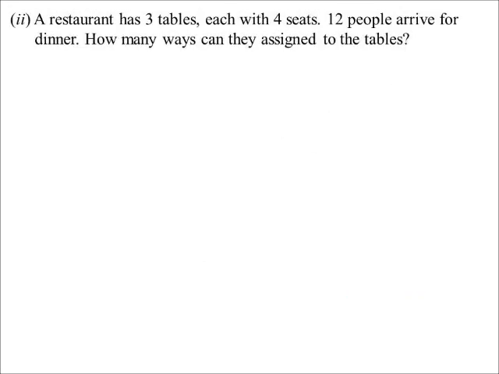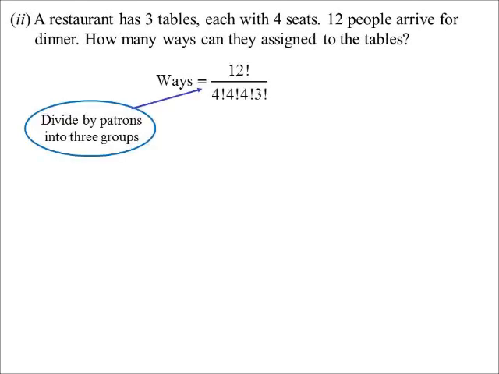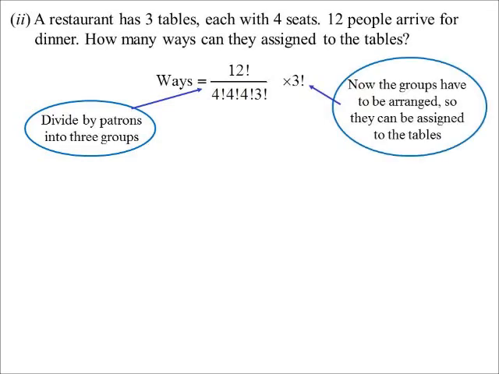All right, we're going into a restaurant. The restaurant's got 3 tables. Each of those tables has 4 seats. 12 people arrive for the dinner. How many ways can they be assigned to the tables? 12 factorial on 4 factorial, 4 factorial, 4 factorial. But we'll also divide by 3 factorial, the number of ways we could arrange the groups, because they are of the same size. But in this case, I also multiply by 3 factorial. So in effect, I don't divide by the 3 factorial. I could have simply gone 12 factorial over 4 factorial, 4 factorial, 4 factorial.